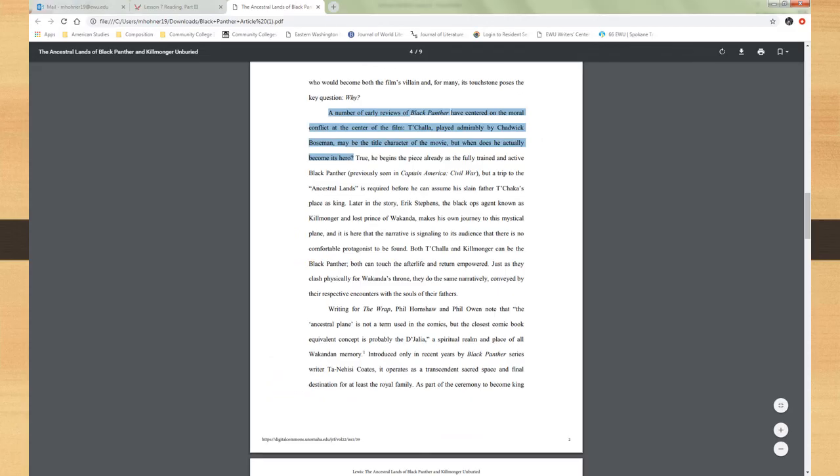How about the evidence? Again, I'm going to skim the article and find a quote. This quote says, a number of early reviews of Black Panther have centered on the moral conflict at the center of the film.